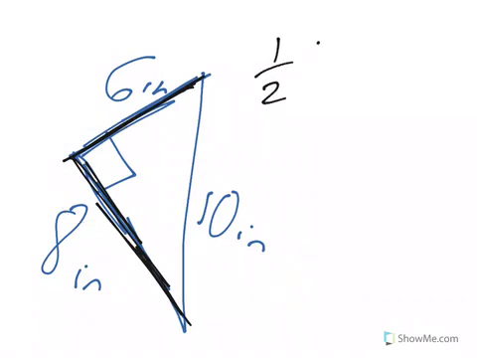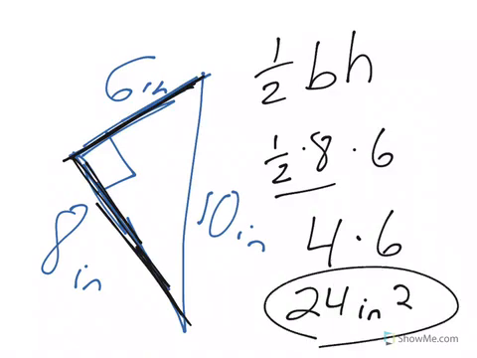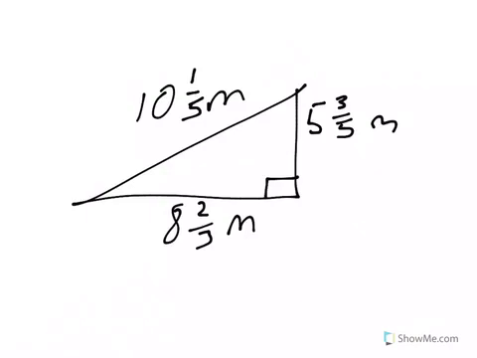So if we're going to say 1/2 base times height, we're going to be looking at 1/2 times 8 times 6. 1/2 times 8 is 4. 4 times 6 is 24 inches squared. So the area of that right triangle is 24 inches squared.